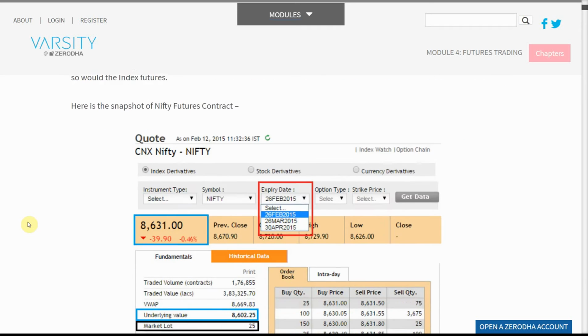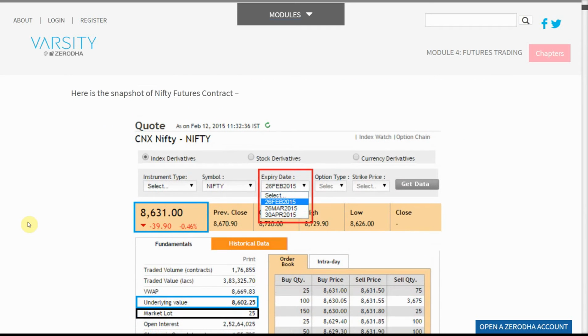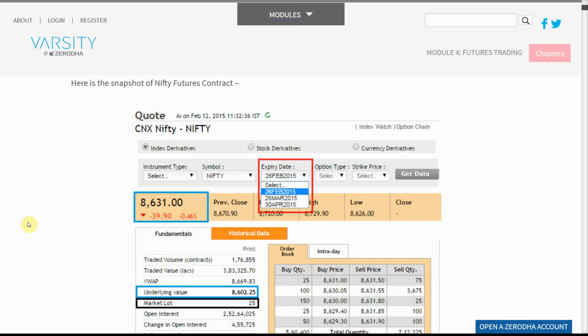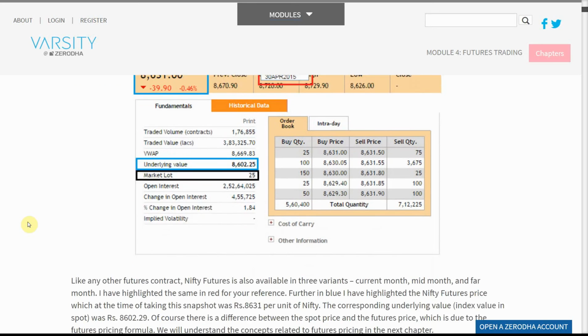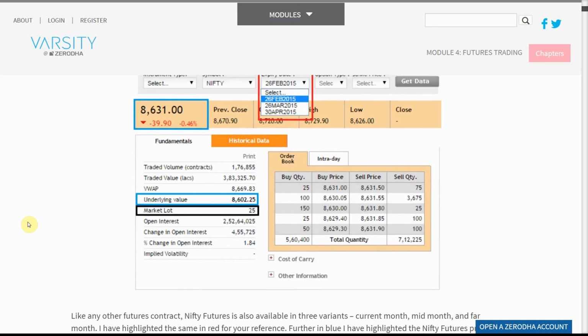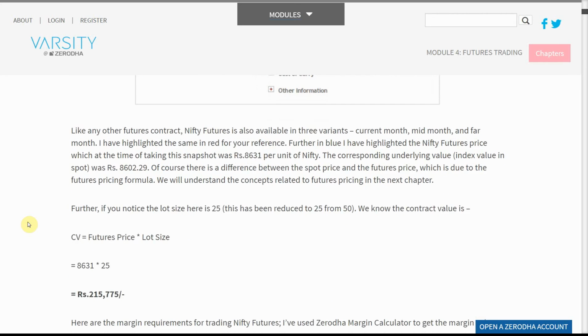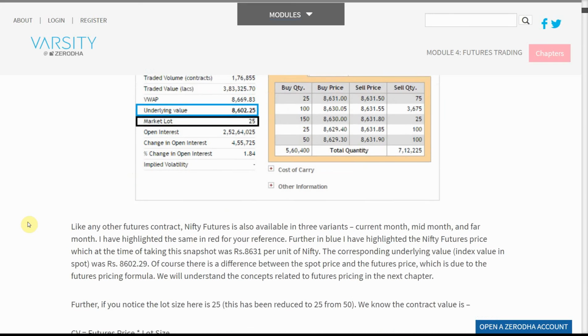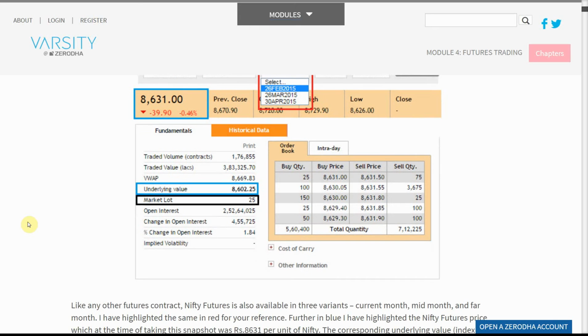Here is the snapshot of Nifty Futures contract. Like any other futures contract, Nifty Futures is also available in 3 variants: current month, mid-month, and far month. I have highlighted the same in red for your reference. Further, in blue I have highlighted the Nifty Futures price, which at the time of taking this snapshot was 8,631 rupees per unit of Nifty.